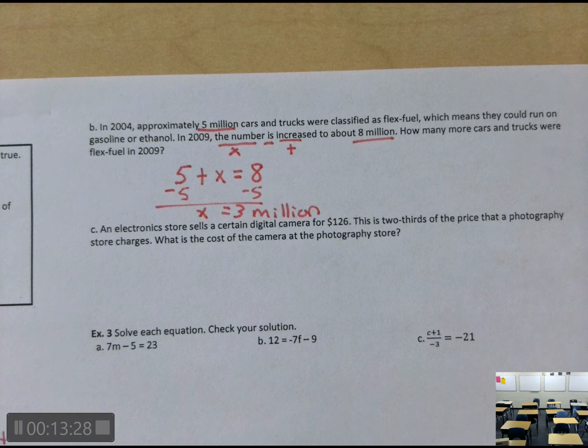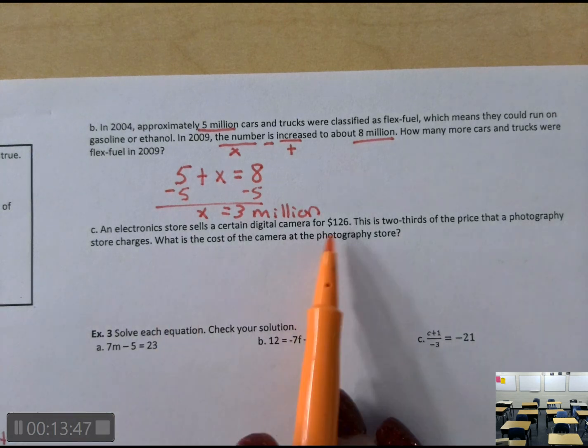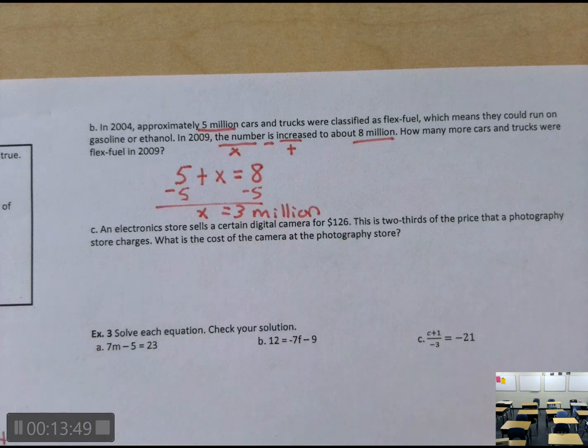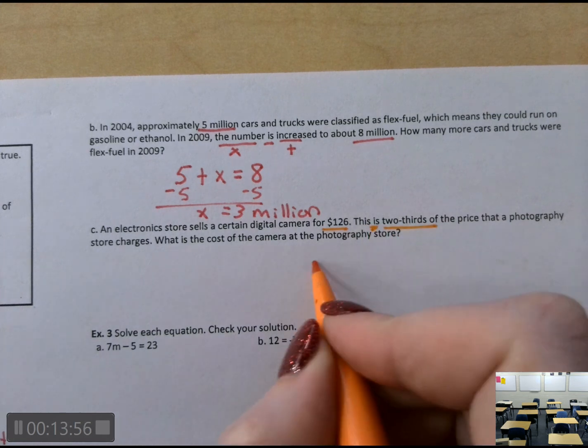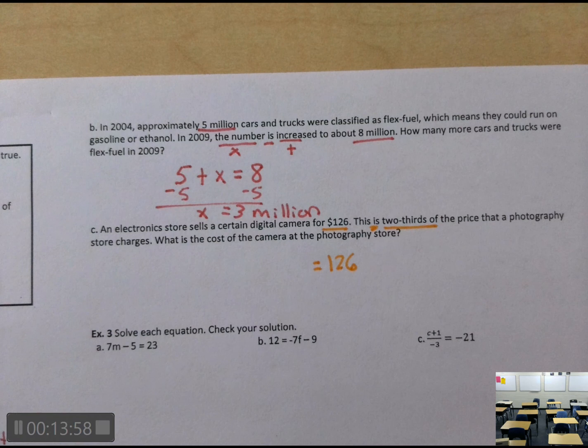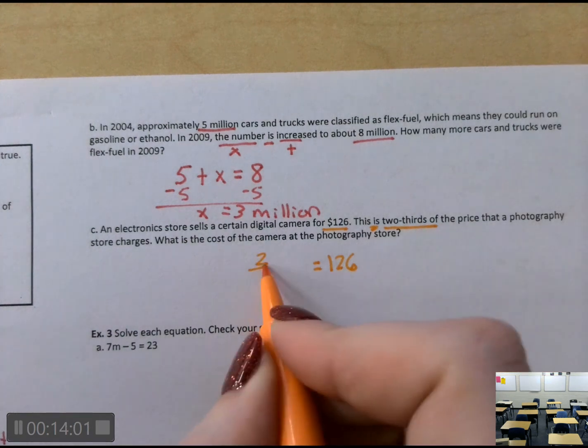An electronics store sells a certain digital camera for $126. This is 2/3 of the price that a photography store charges. So what is the cost of the camera at the photography store? Now this one is a little bit more tricky. Alright, so electronics store sells a camera for $126. So obviously we're going to need that. But this is 2/3, so we're going to have equals 126. 2/3, so we know we're going to need that.